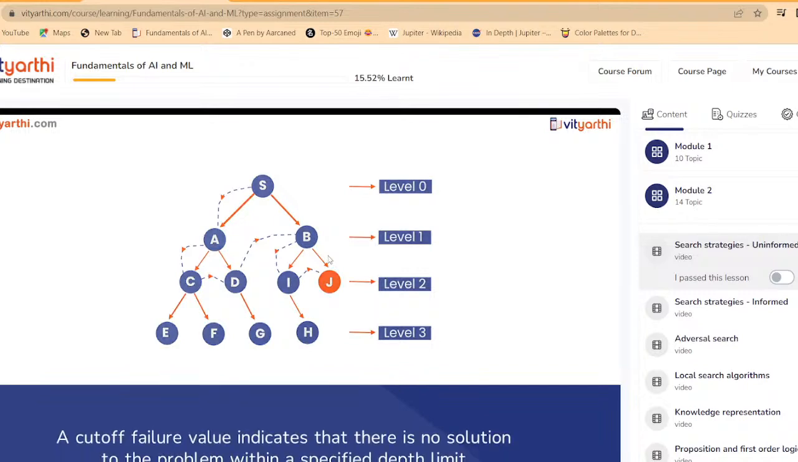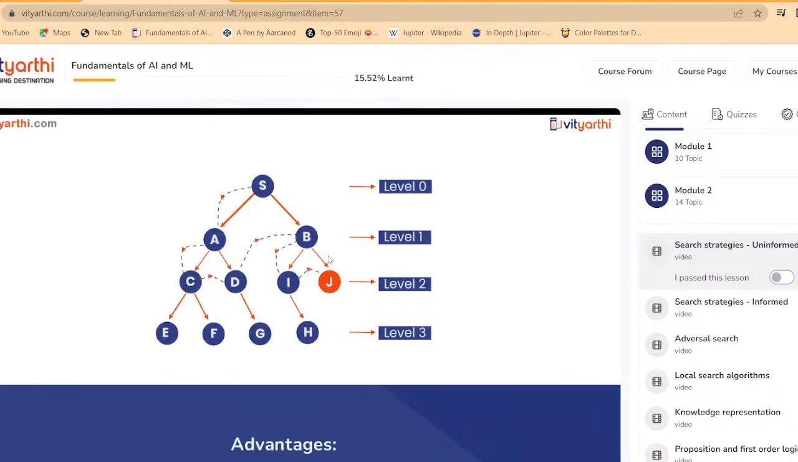Second one is a cutoff failure value that indicates that there is no solution to the problem within a specified depth limit. It has some advantages. Mainly, the memory usage is optimized with the depth limited search. The major disadvantage of this method is incompleteness. Also, it may not be optimal if there are multiple solutions to the problem.